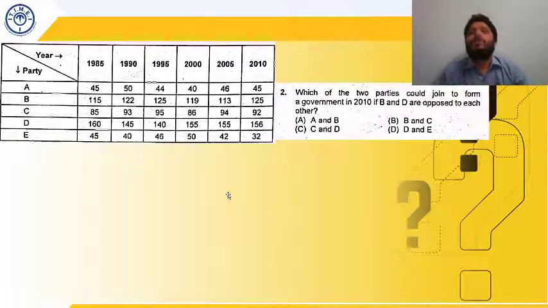Question number 2. Which two parties could join to form a government in 2010 if B and D are opposed to each other? Just try this question once. You have 30 seconds to answer this question.